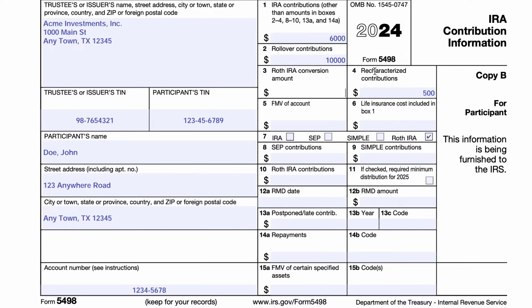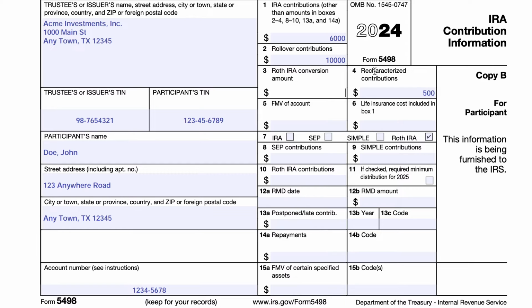In box 4, this is a recharacterized contribution. So a few years back, the IRS generally put the clamp down on recharacterized contributions. You used to be able to contribute to one type of IRA, and then if you decided later on that your tax treatment was actually better by flipping that contribution to a different one, you could recharacterize it and say, oh, I didn't mean to make that contribution. I meant to put it into this account, or vice versa.